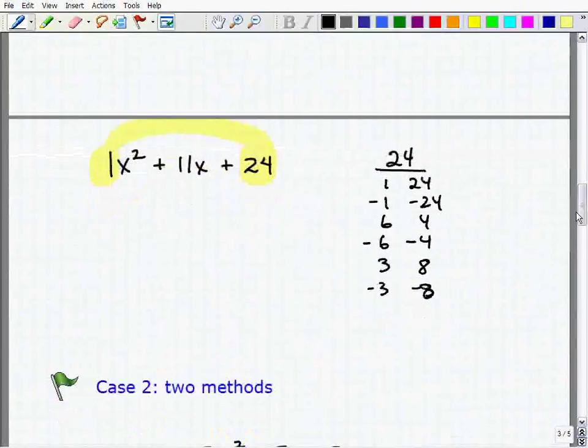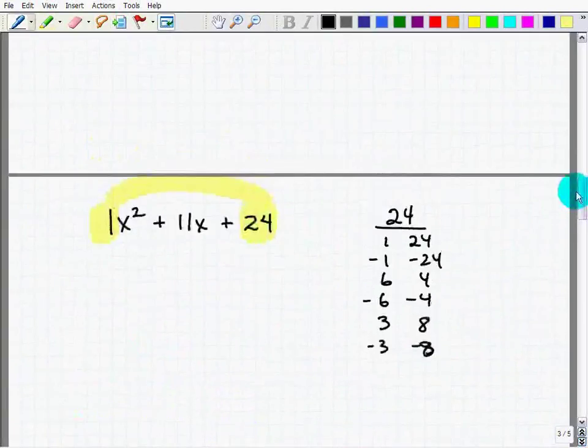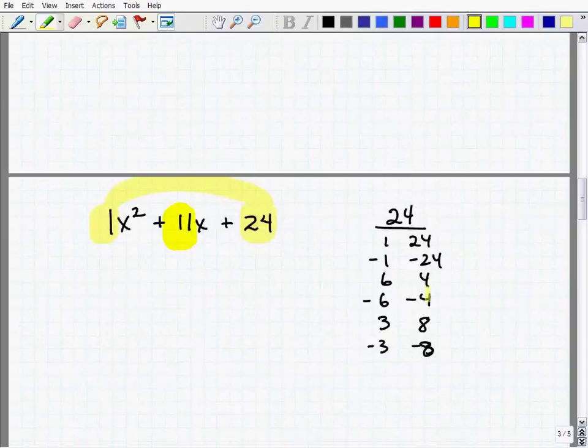Okay, so which one of these pairs of factors is going to add up to what? What's the magic number that we're looking for? 11. It's that middle term. So which pair of factors adds up to +11? Well, there you go. This 3 and the 8.